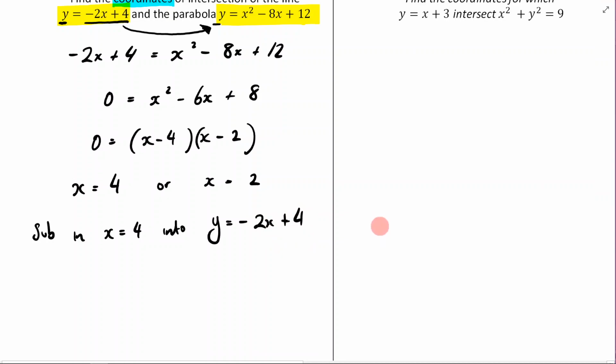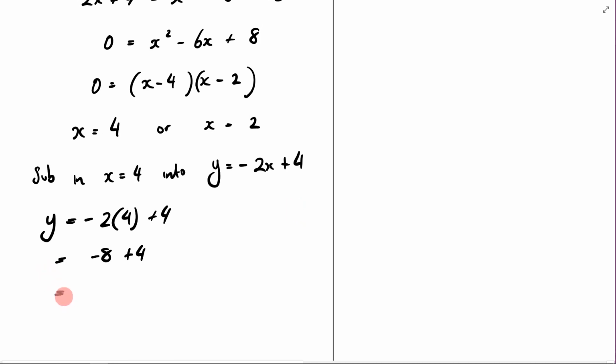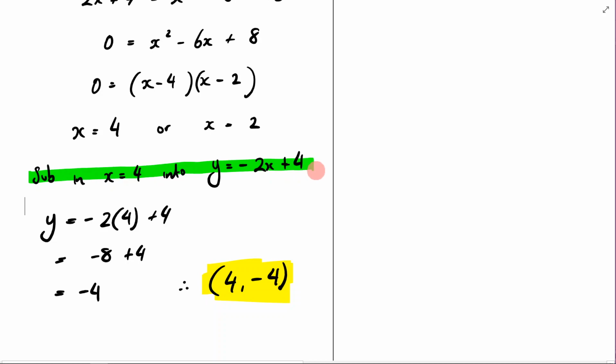All right, so if I sub that in, I'm going to get y is equal to negative 2 times 4, plus 4. That means I'm going to get negative 8 plus 4, which means I'm going to end up with negative 4. Therefore, I'm going to get (4, negative 4) as my answer. So when x is 4, my y is negative 4. So that is one point of intersection, but we're not done yet. There's still another point of intersection when x is equal to 2. So here I've done the first one, but now I'm going to have to do the next one.